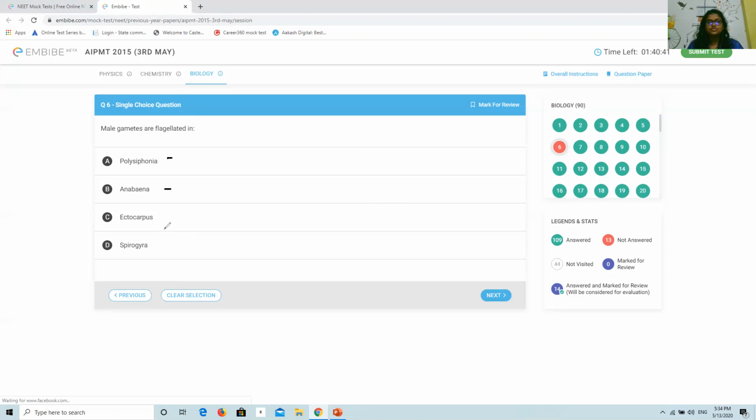Then we come to Ectocarpus. Ectocarpus is a brown algae, and yes, it shows flagella in its gametes. So Ectocarpus is the answer. But let's just see the fourth option, which is Spirogyra. And Spirogyra, as we know, is non-flagellated. It has non-flagellated gametes. Hence, Spirogyra would not be the answer. So the answer is Ectocarpus. All right, what's the answer? Ectocarpus. Now, let's move ahead.